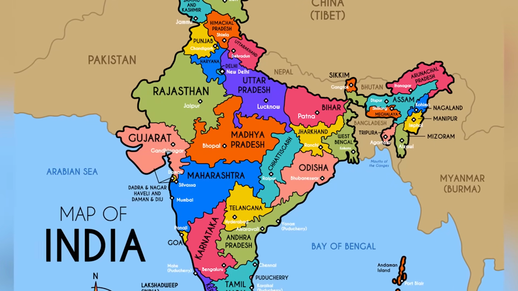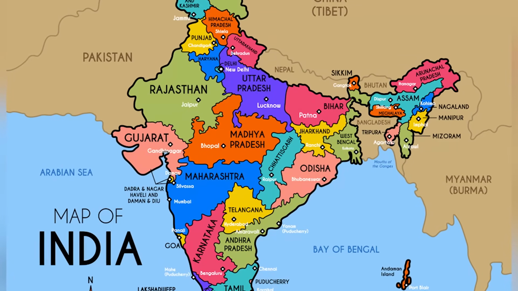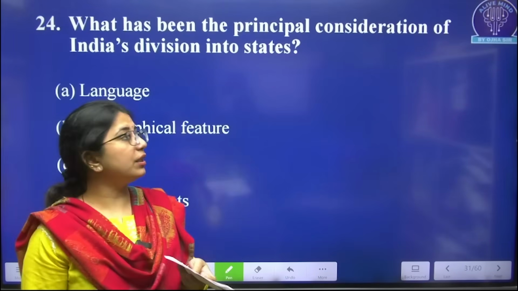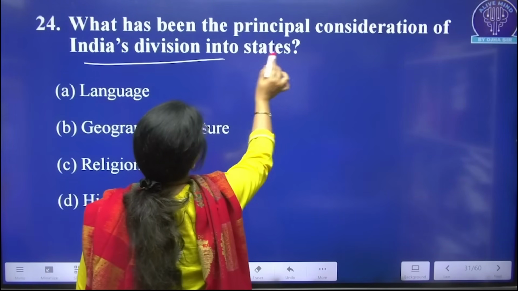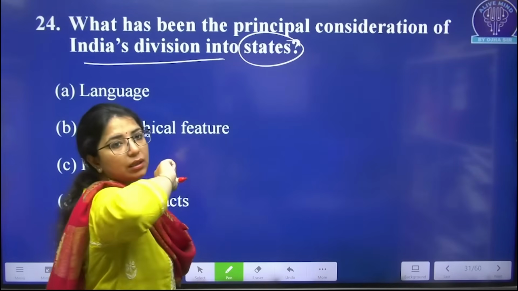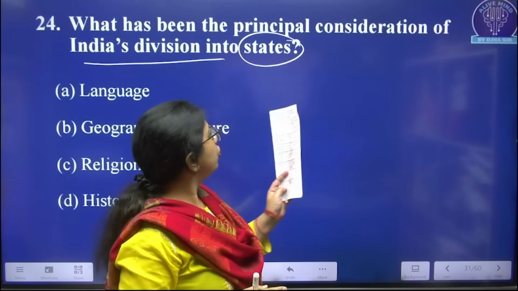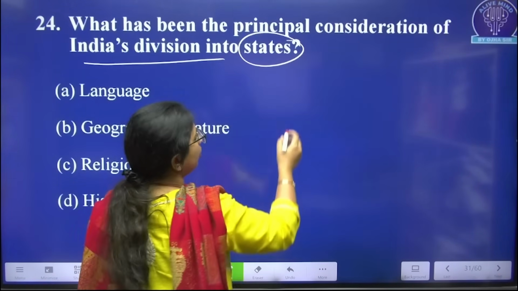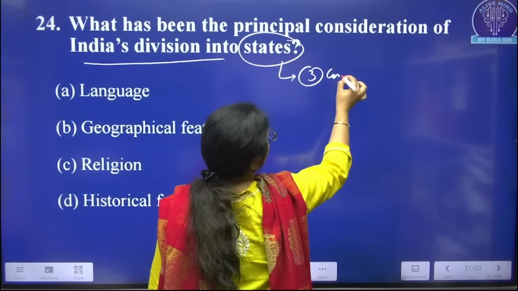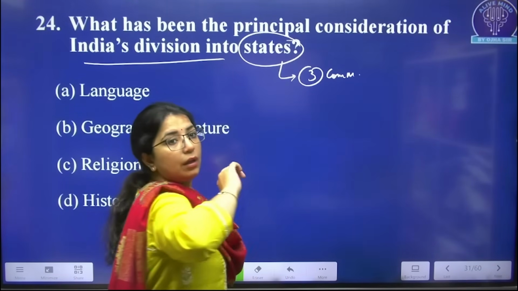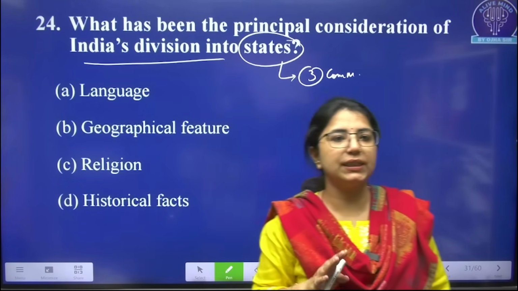So now it's question number 24. What has been the principal consideration of India's division into states? That means the reason behind dividing India into states. This you study in polity, but they have linked it to the geography. See how? I'll tell you. There were 3 committees that were formed when after the independence we were thinking how we should divide our states.